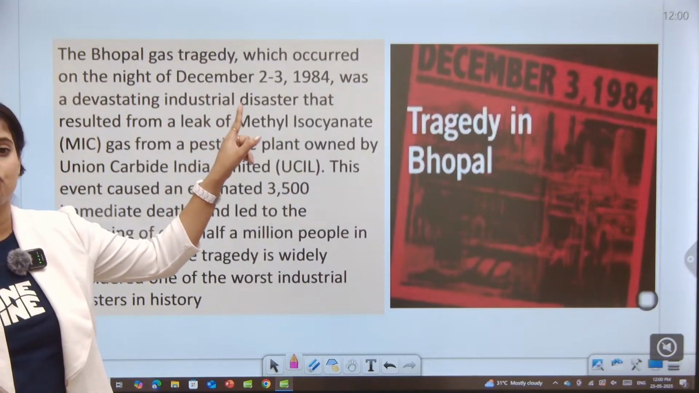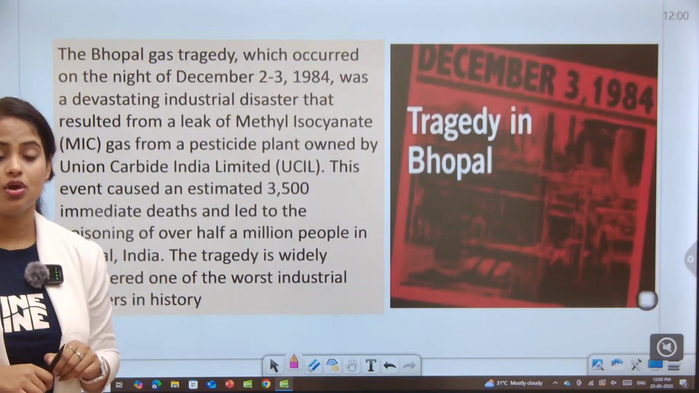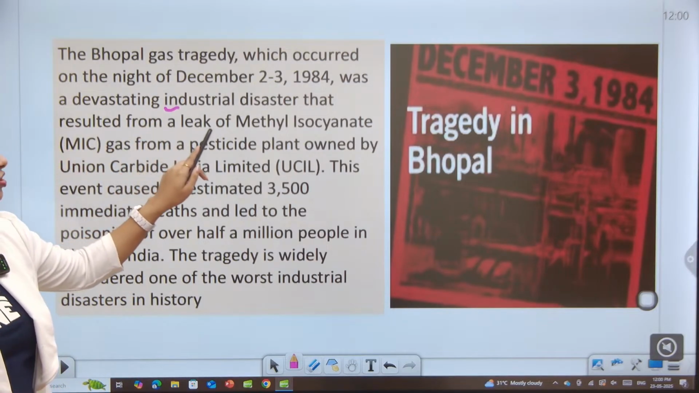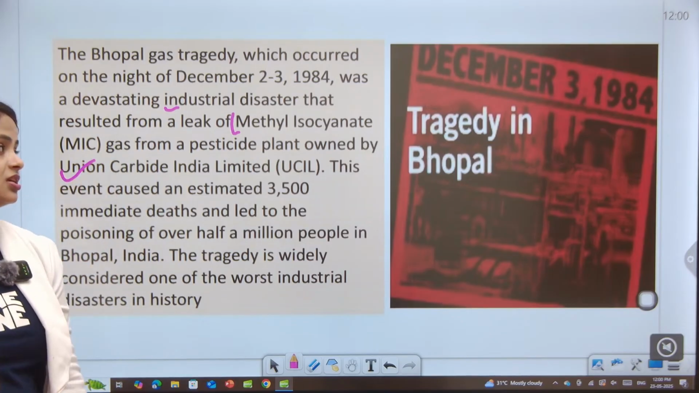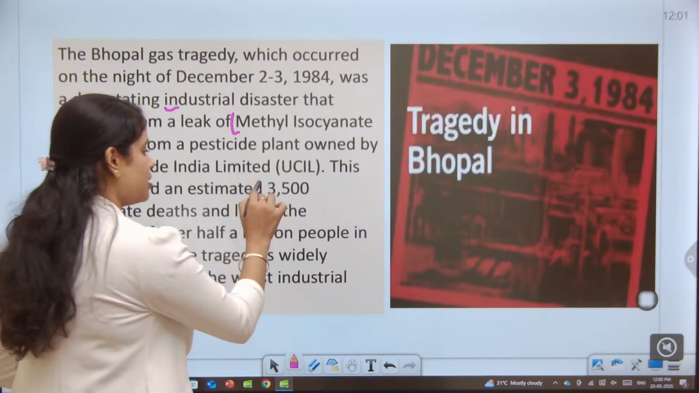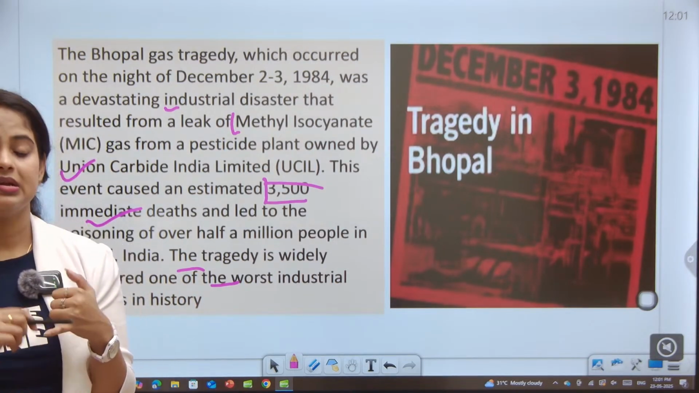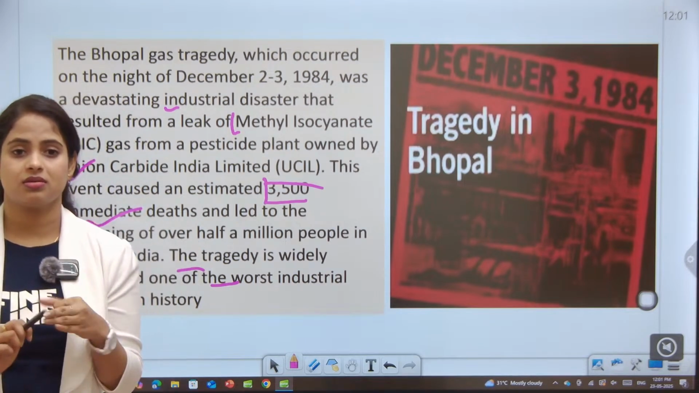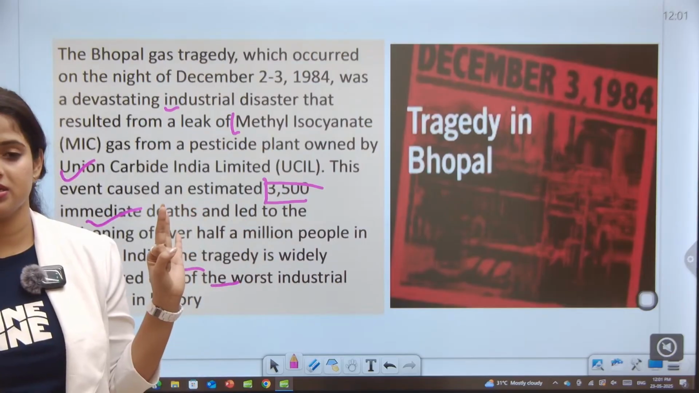So the Bhopal gas tragedy occurred on the night of December 1984. It was a devastating industrial disaster that resulted from a leak of methyl isocyanate gas from a pesticide plant owned by Union Carbide India Limited, that is UCIL. This event caused an estimated 3,500 immediate deaths and led to the poisoning of over 500,000 people in Bhopal, India. The tragedy is widely considered one of the worst industrial disasters in history. The methyl isocyanate, December 1984, 3,500 deaths. Three important facts. And the company responsible is UCIL, Union Carbide India Limited. Clear?